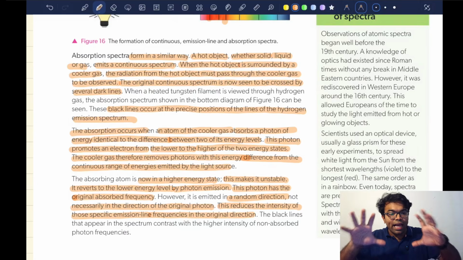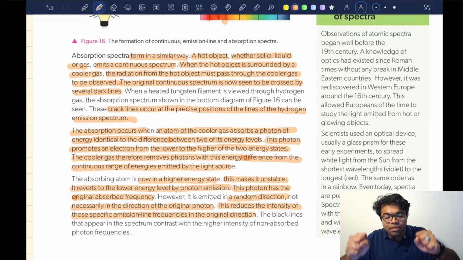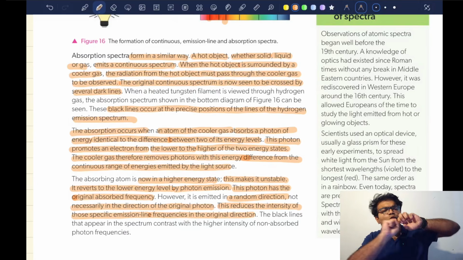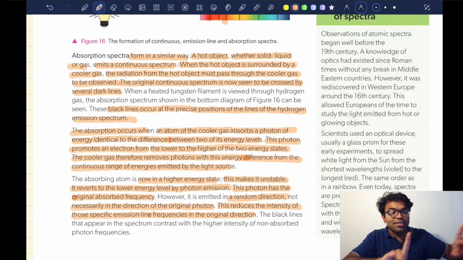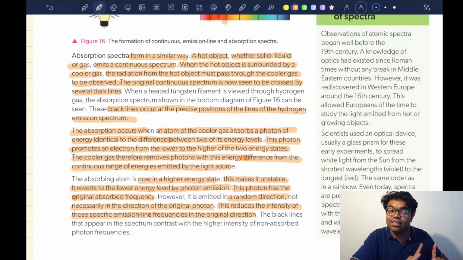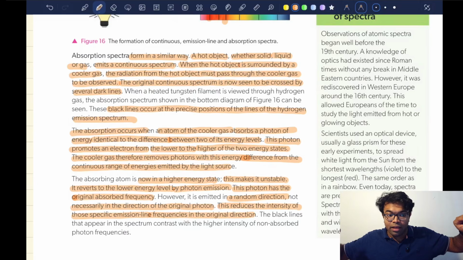The atom, the electron that has absorbed this radiation, it is not necessary that it releases this radiation in the path of the original light. It will throw this in some other direction, thus reducing the intensity of that particular frequency in that spectrum.